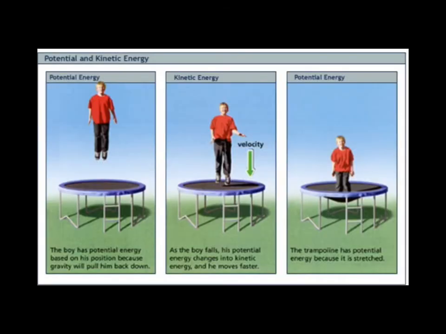Remember what potential and kinetic energy are. Potential energy means the energy that something has the possibility of doing something. For instance, gravitational potential energy is based upon how high something is off the ground. Kinetic energy is the energy of motion. So any moving object has kinetic energy. The faster it moves, the more kinetic energy it has.